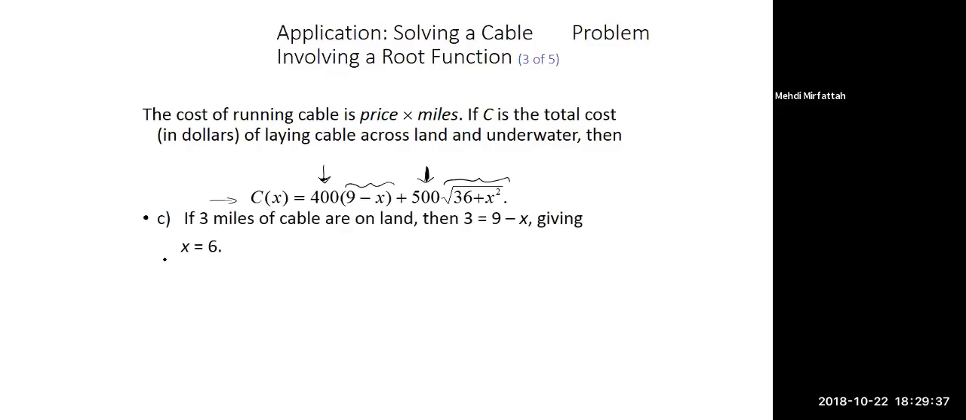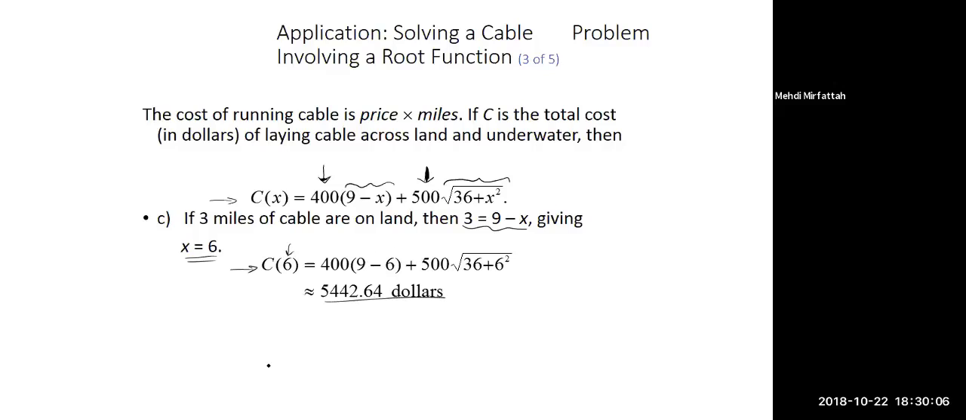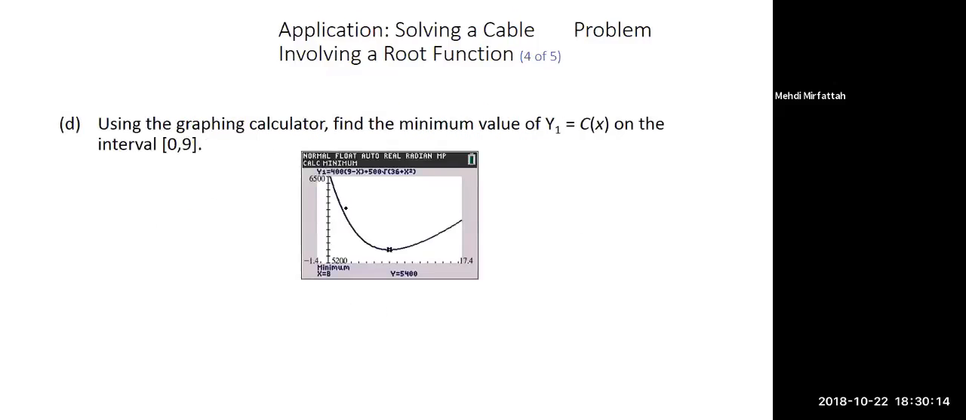Here, for this part, it says if 3 miles of cable are on land, then we just substitute for that amount. We know 9 minus X equals 3, so X would be equal to 6. So the cost would be finding the cost for X equal to 6. Just substitute 6 for each X, and that would be the cost for this condition, $5,442.64. And then we can easily use our calculator to find the minimum value.